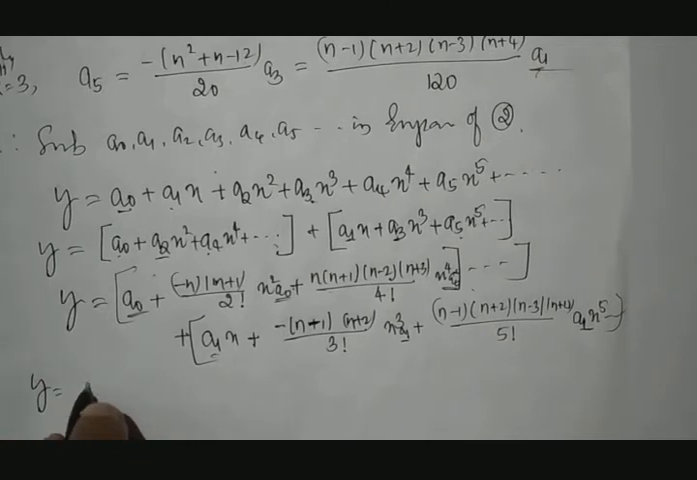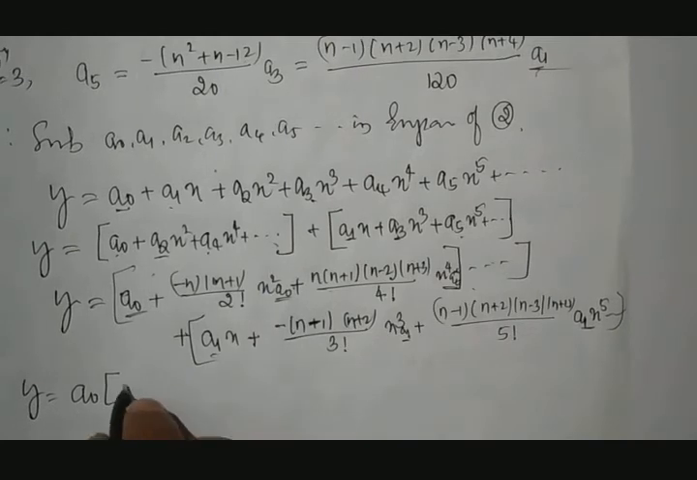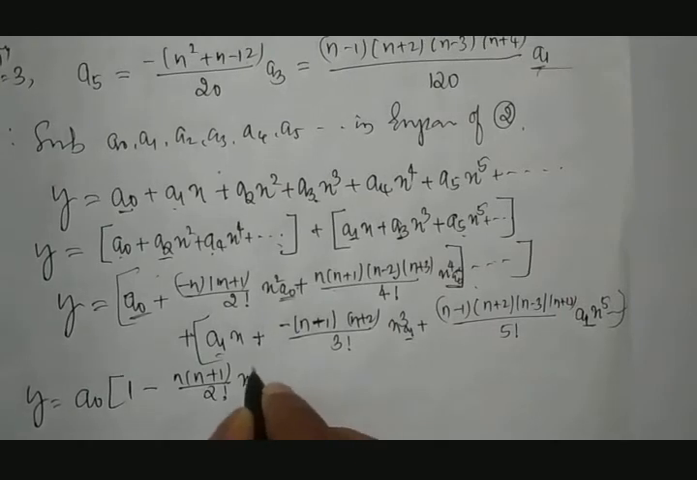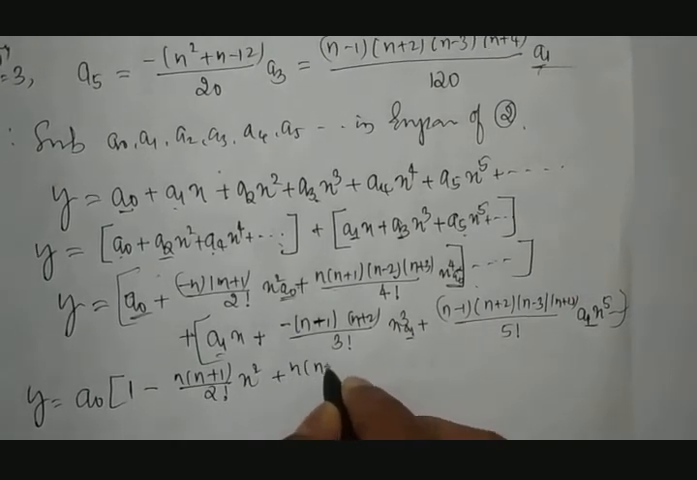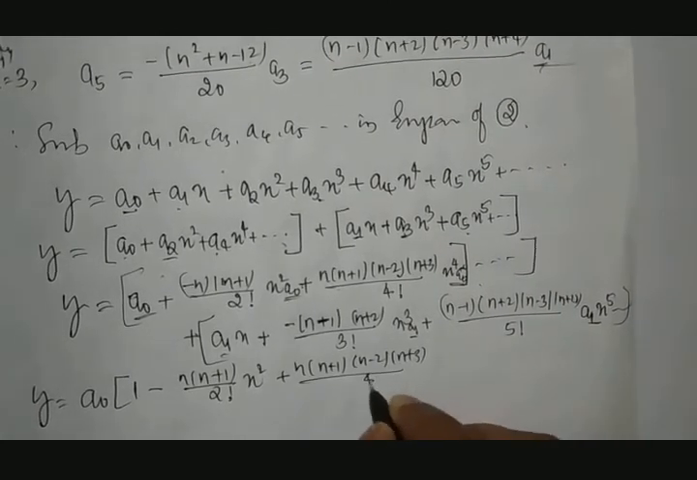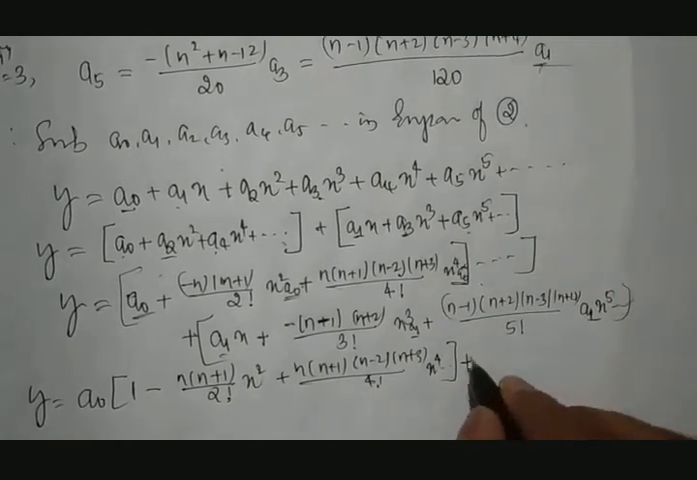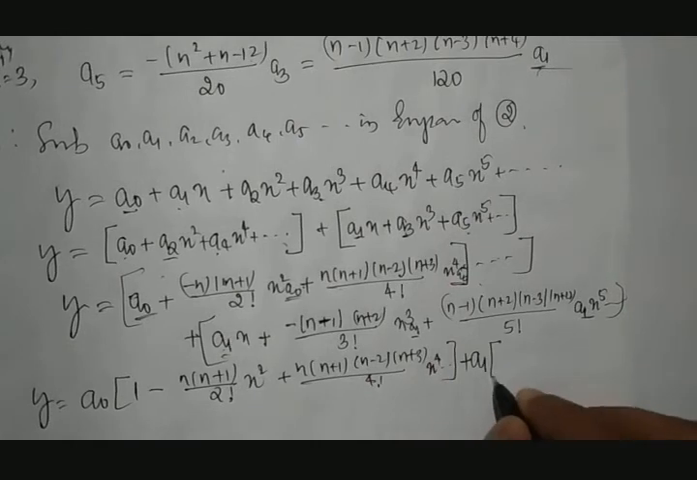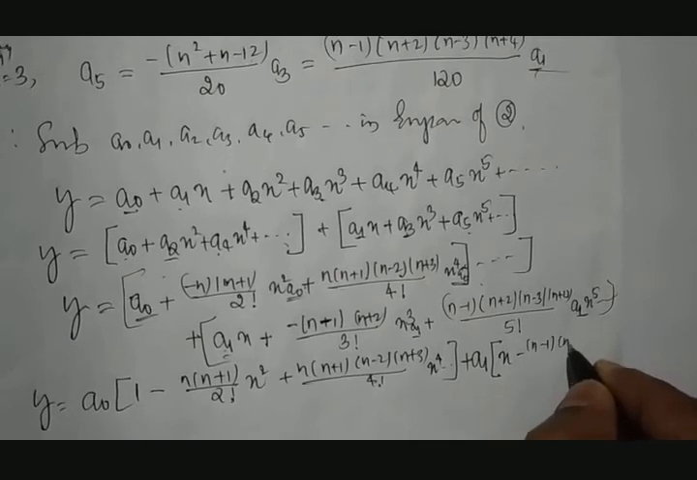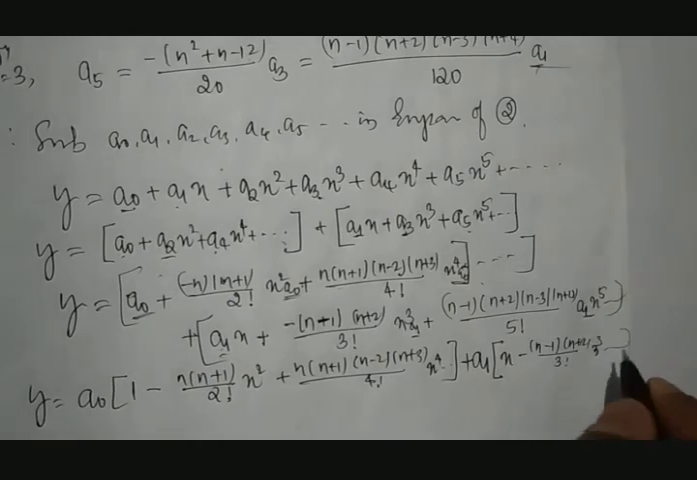Therefore y is equal to, I'll take A0 common from here. Then what I get? I'll be getting 1 minus n into n plus 1 by 2 factorial into x square plus n into n plus 1 into n minus 2 into n plus 3 divided by 4 factorial into x raised to 4 and so on, plus from here if we take a1 common, then what happens? X minus n minus 1 into n plus 2 divided by 3 factorial into x cube and so on.